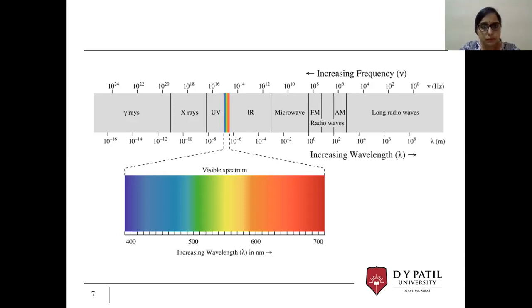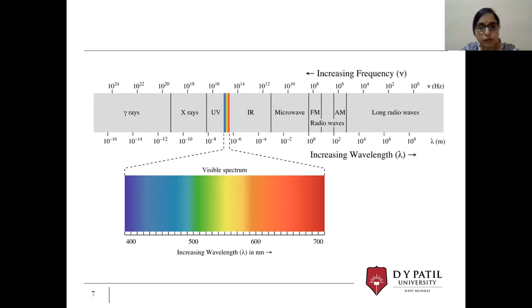So we can use each section of this electromagnetic spectrum to analyze or to detect different kinds of samples which we want to study, different kinds of vibrations in the sample, electronic transitions happening in the sample, and what kind of rotations are going on atomic scale or molecular scale.